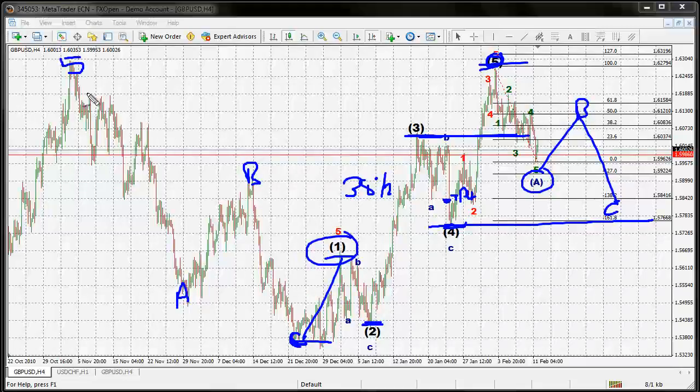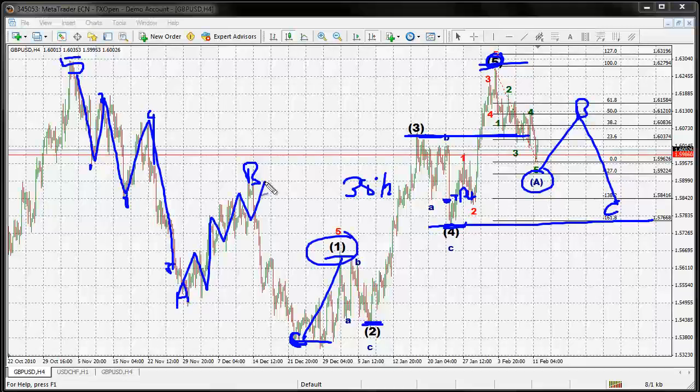5, and these could have been impulse waves as well, like 1, 2, 3, 4, 5, and you've got 1, 2, 3, 4, 5. Basically there are some waves in there, the extended waves. You normally have 5 waves inside a wave. Correctional waves, you'll have 3.